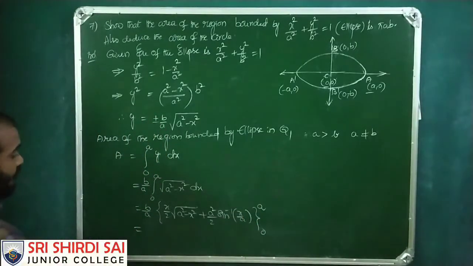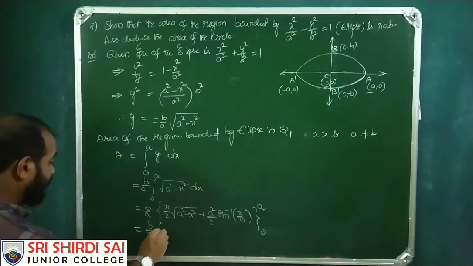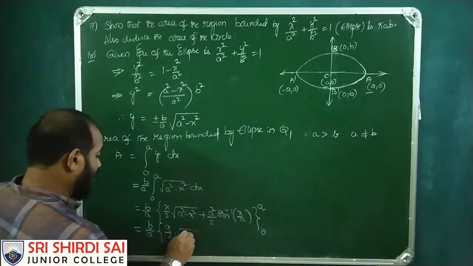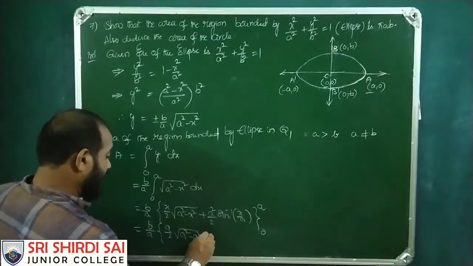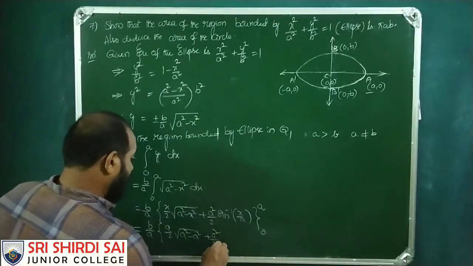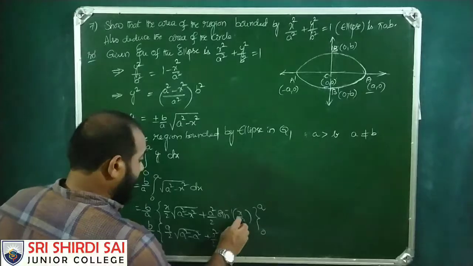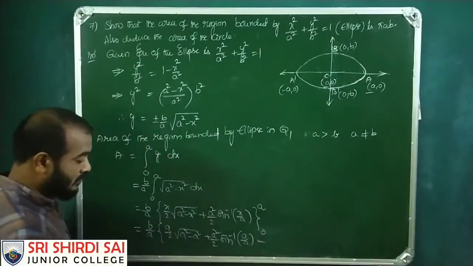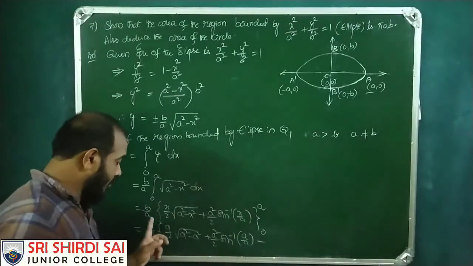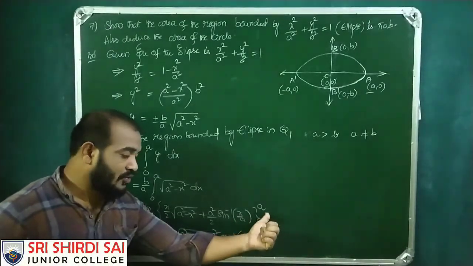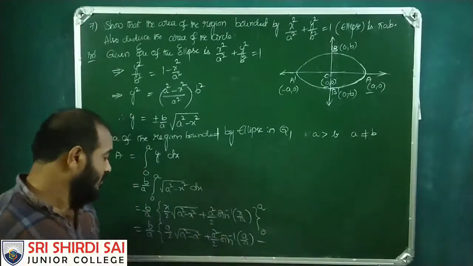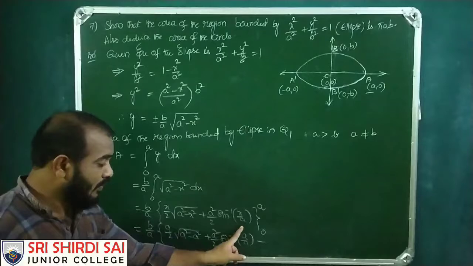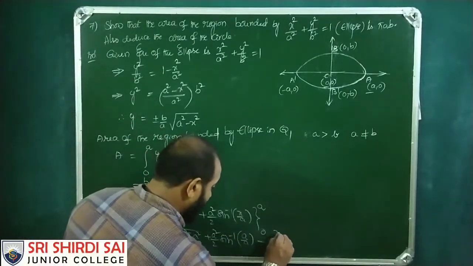This is equal to b by a. Now substitute the upper limit: a by 2 into root of a square minus a square, plus a square by 2 sine inverse a by a, minus the whole, in which the lower limit 0 is substituted: 0 by 2 into something, and a square by 2 sine inverse 0 by a, which is 0. So this is 0.